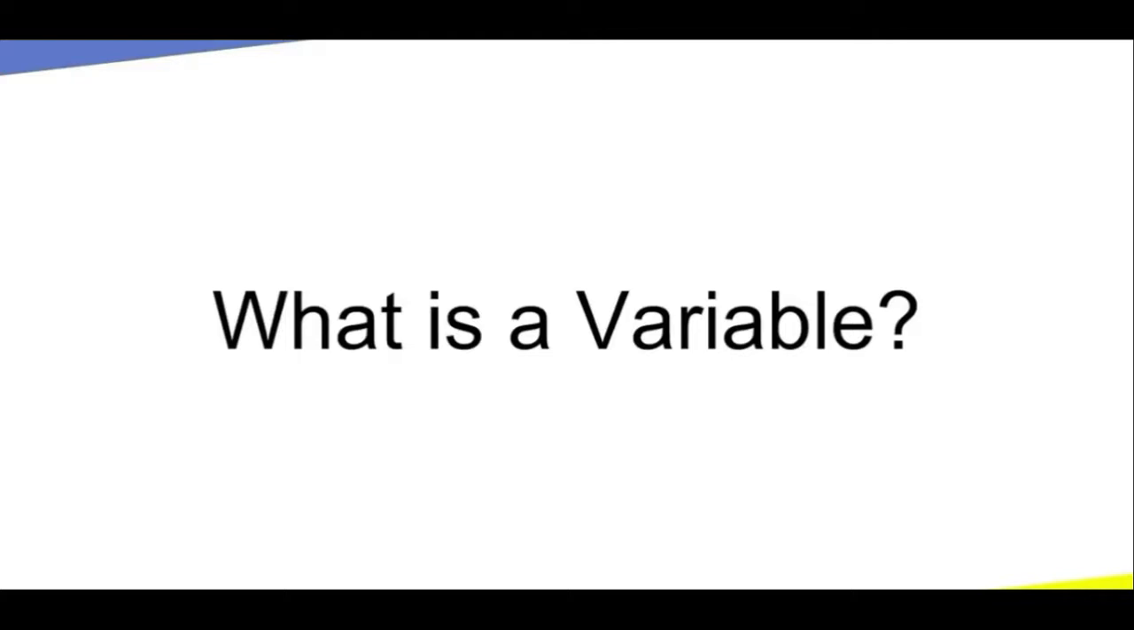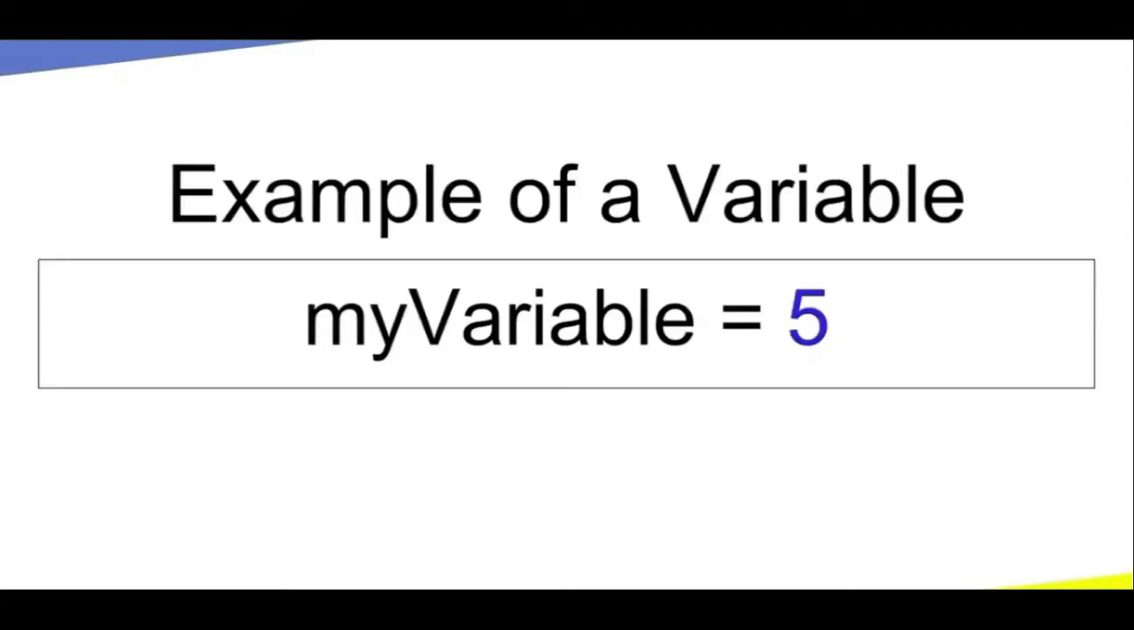So you may be thinking, what is a variable? A variable is storing some data at an address in a computer's memory, or you can think of it as storing some information inside a box. And in this slide we are going to show you an example of a variable.